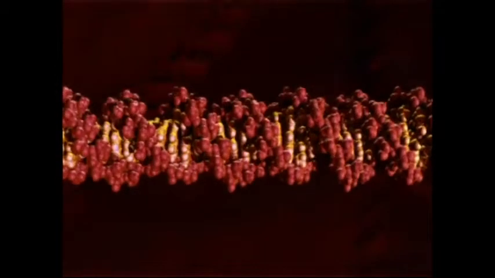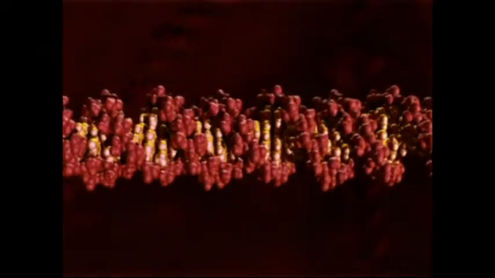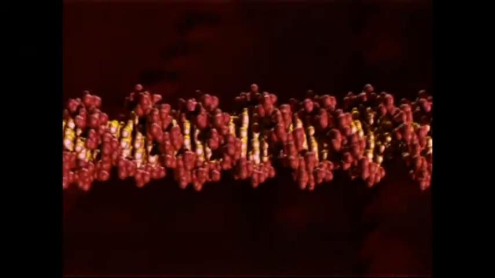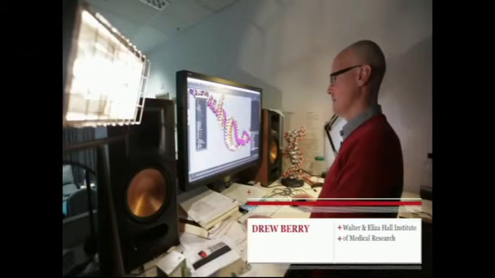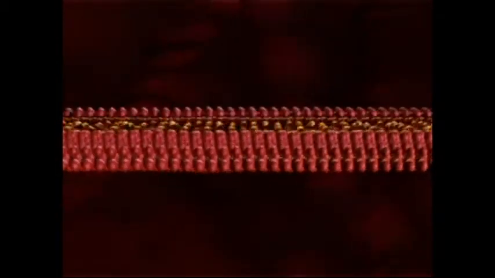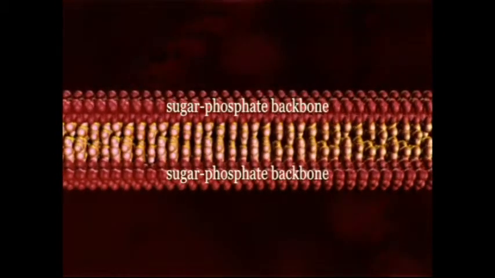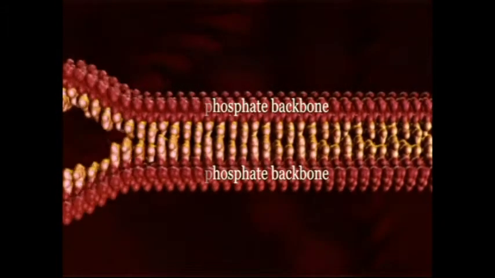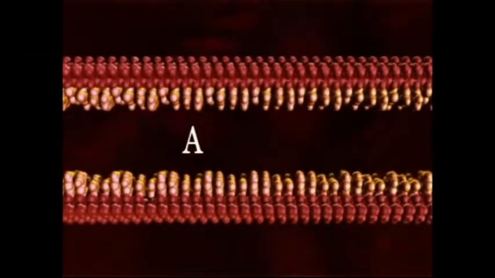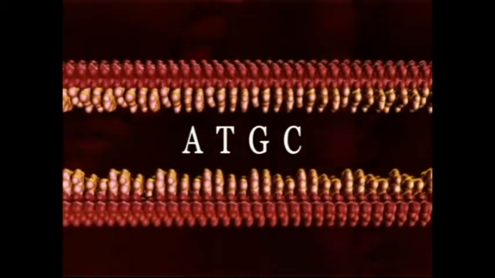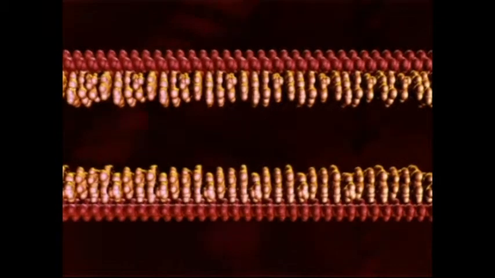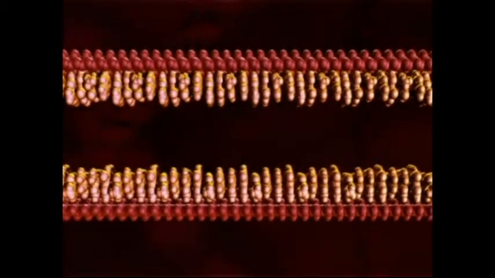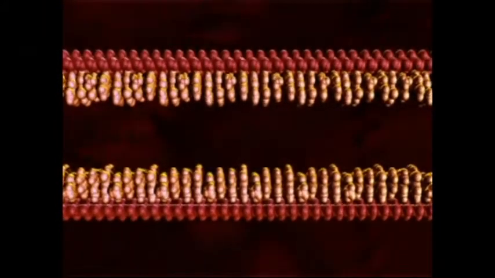DNA is a good place to start, the double helix molecule we always talk about. This is a scientifically accurate depiction of DNA created by Drew Berry at the Walter and Eliza Hall Institute of Medical Research. If you unwind the two strands, you can see that each has a sugar phosphate backbone connected to the sequence of nucleic acid base pairs, known by the letters A, T, G, and C. Now, the strands run in opposite directions, which is important when you go to copy DNA. Copying DNA is one of the first steps in cell division.